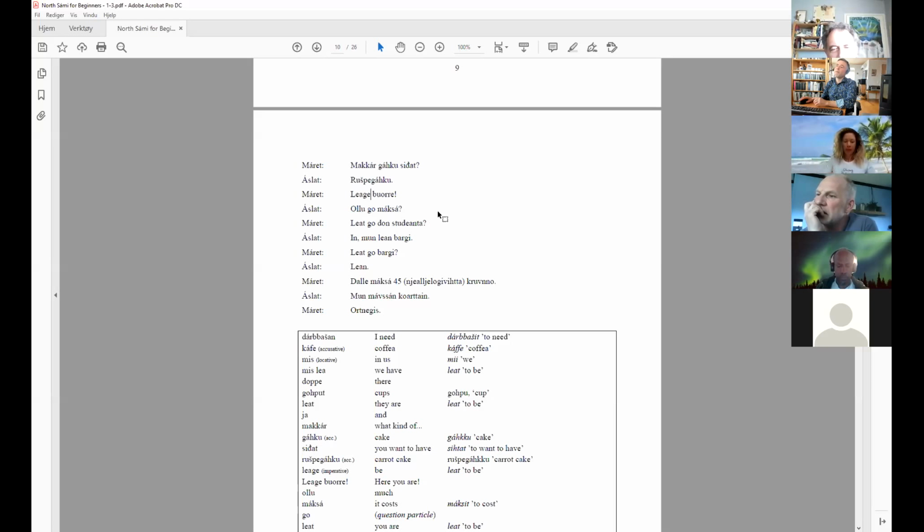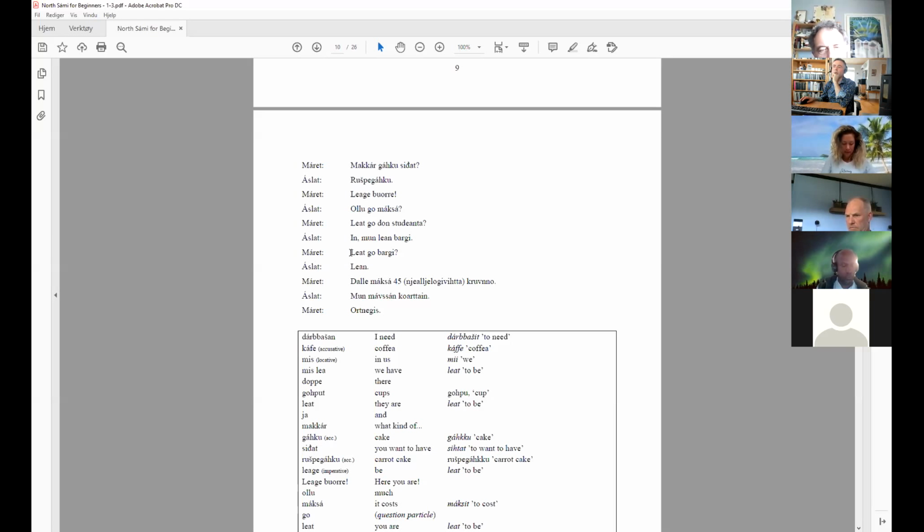So then I have a question. If it would say leat student without ko, it would be like just you are a student, right? Exactly. Okay, yeah. And then I say in monlen bareki. No, I am an employee, a worker here. This is maybe in a university canteen or restaurant. And so Maret, who is working in the cafe, asks, are you a student? Because then you would get the student price. But Aslat answers, no, I'm an employee.